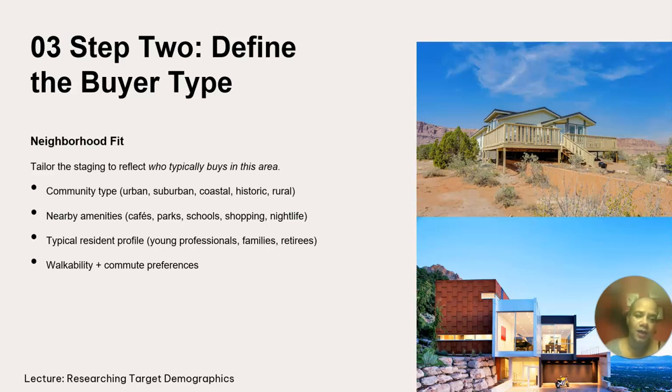So you want to look at what's happening in the neighborhood, any amenities. Are there cafes, parks, schools, shopping, nightlife, right? Nightlife in the middle of the city might make the interior space feel really different than if it's next to a bunch of little cafes and parks. Then the typical resident profile, so again, who's living there, and walkability. It feels like with this house at the top, there's no place I can really walk, whereas the house on the bottom may have a beach view, you can walk up and down, and there may be shops, cafes, etc.